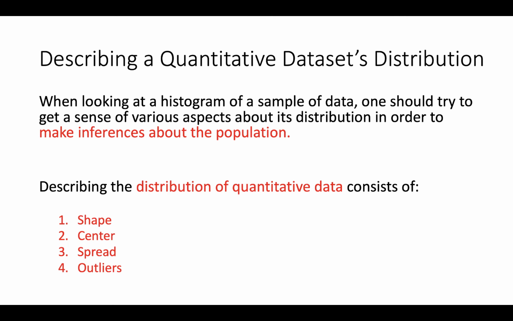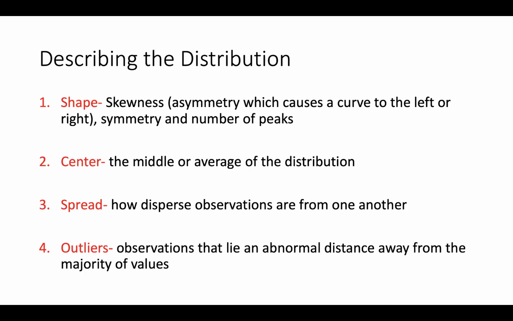So let's dig a little bit deeper into the 4 characteristics of a quantitative distribution. When looking at your distribution shape, you should be interested in, is there any skewness in our data set? Is it symmetric? How many peaks do we have? Because depending on the shape of your data affects how you analyze it.